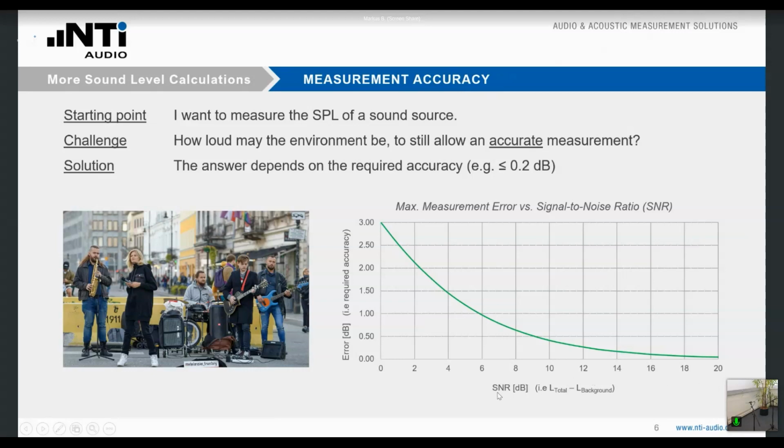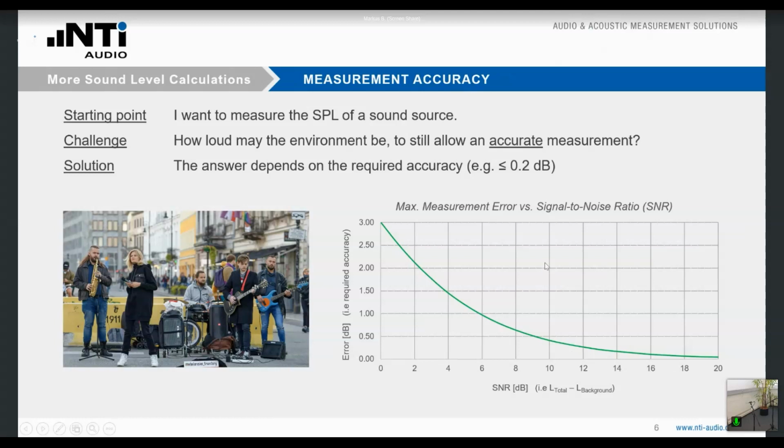Here we have the signal to noise ratio, which means we measure the total level, which is the level of the band playing plus the background noise. Of course, we will do that over a couple of seconds to get a decent average. And then we wait for a pause where the band is not playing, and then we measure the background only. And when we subtract these two levels expressed in dB, we get here the corresponding value on our x-axis.